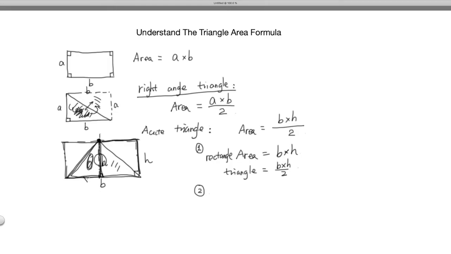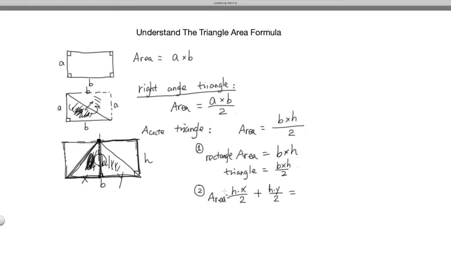Let's call this side x. This leg of this right angle triangle is x. And this side is y. So first, the area of this is going to be, the first area equals h times x divided by 2, because of the formula for right angle triangle, plus on this side, y, h times y divided by 2. And if you add them up, that's the area for the original acute triangle.